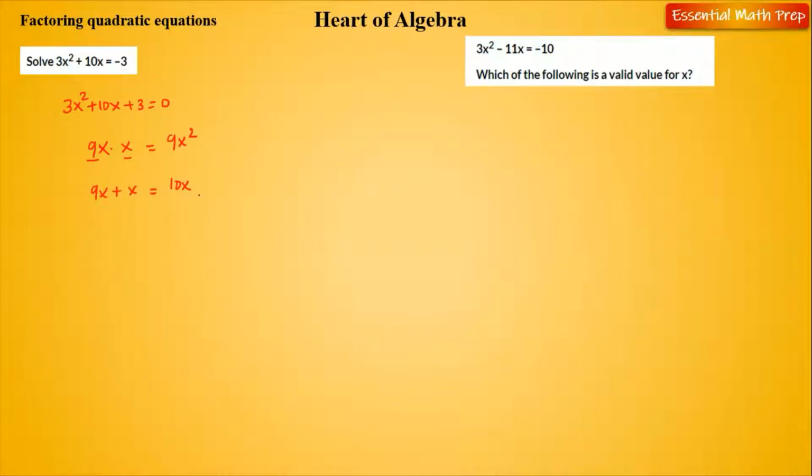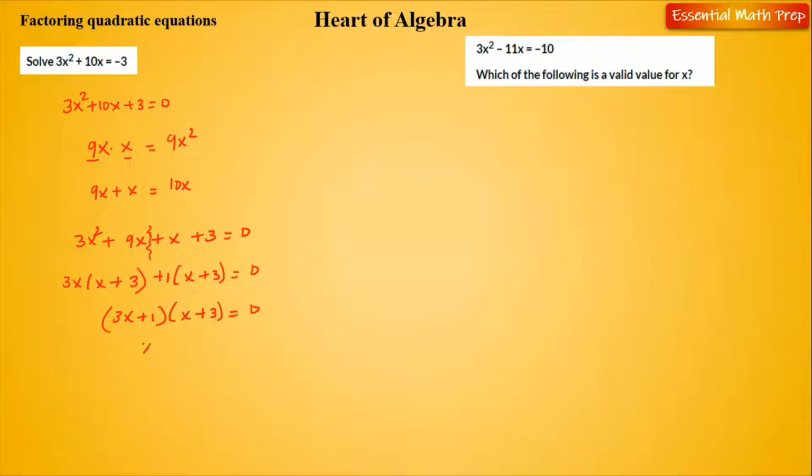So substitute 9x plus x in place of 10x, which would give you 3x squared plus 9x plus x plus 3 equals 0. If you split this term right here in two halves and you take 3x as a common factor, it'll give you 3x times (x plus 3). And you take 1 as a common factor, that'll give you 1 times (x plus 3). If we combine the two terms, then we have (3x plus 1) times (x plus 3) equals 0. x is equal to negative 1/3 or negative 3. Just that simple, isn't it? All right, let's go to the next one.